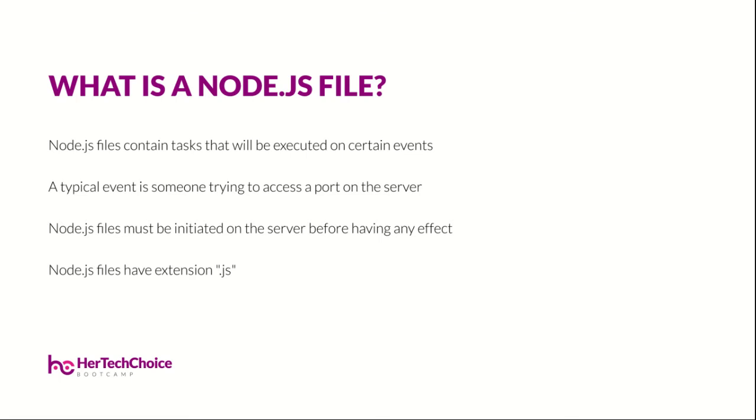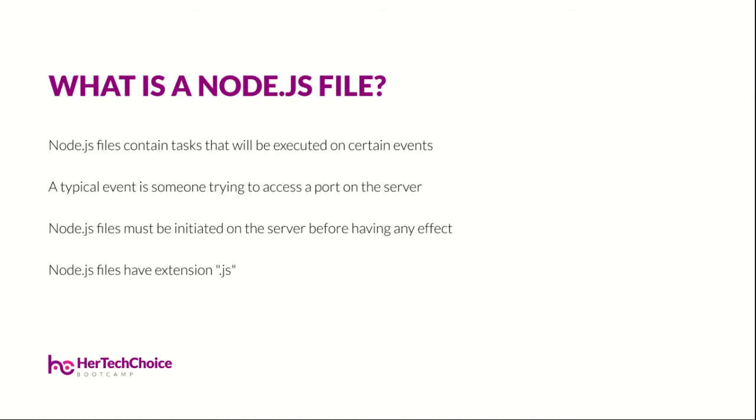A Node.js file contains code that will be executed on certain events. We would understand all this as we continue in our development. A typical event is someone trying to access a port on the server. Node.js files must be initiated on the server before having any effect. And Node.js files will have the extension .js.